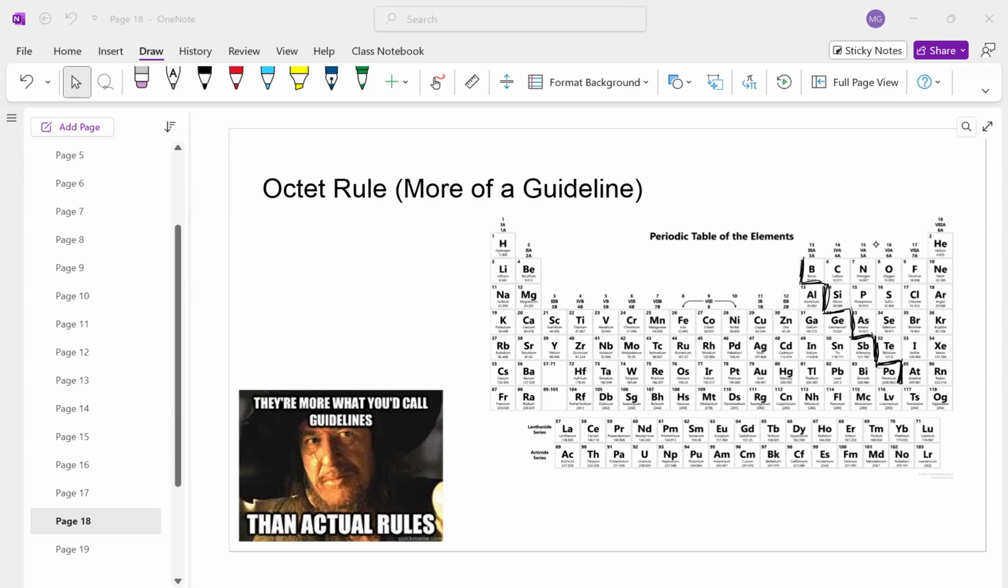So before we get to how to draw them, let me talk about the foundational concept behind it, and that's the octet rule. And I'm going to put rule here in quotes because it really is more of a guideline. The octet rule basically says that atoms can't have more than 8 valence electrons.